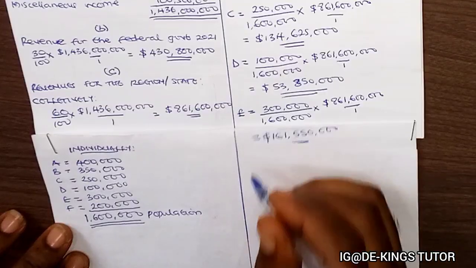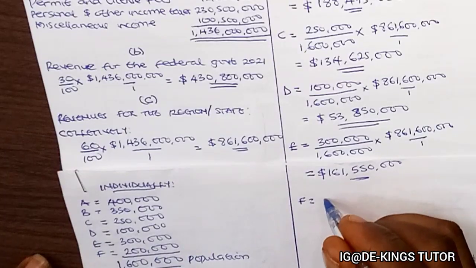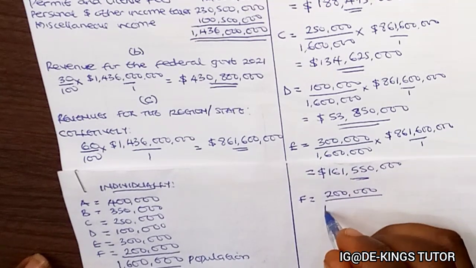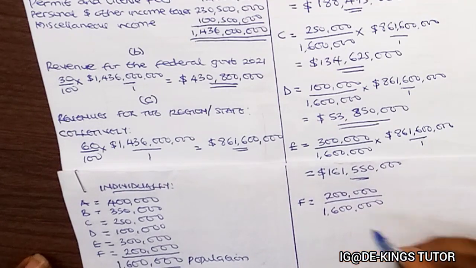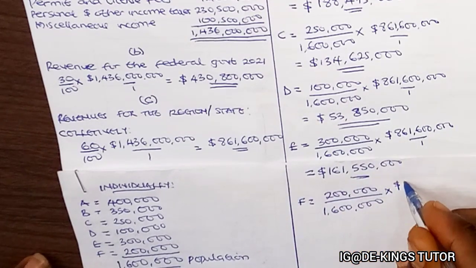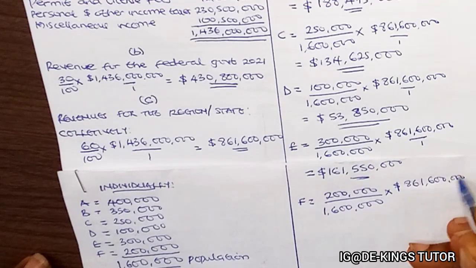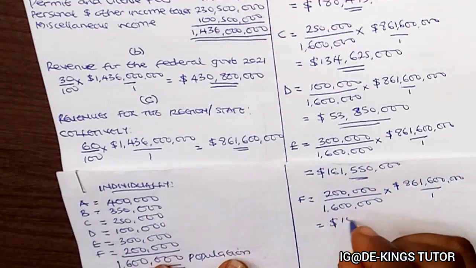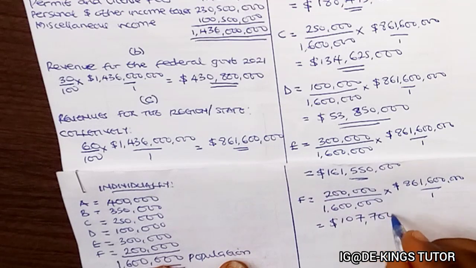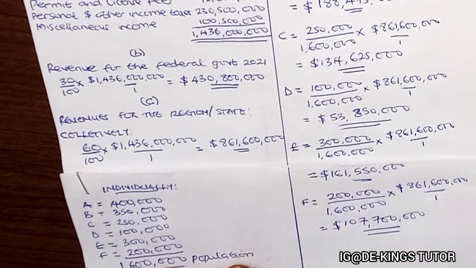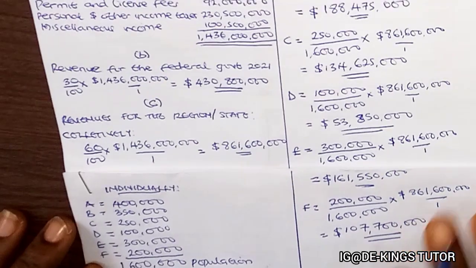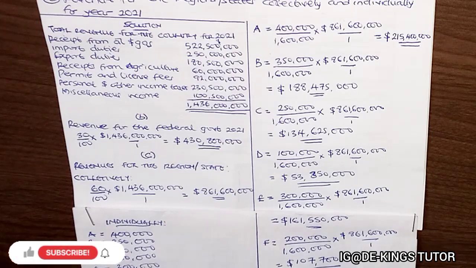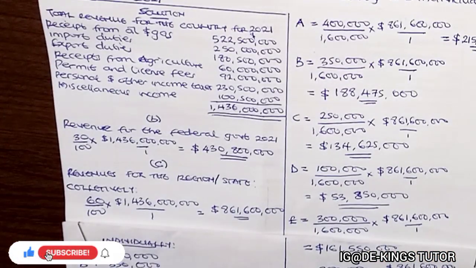Now for F, which is the last, we'll have population as 200,000 divided by 1,600,000 total population times the income of 861,600,000. From my calculator, this will give us 107,700,000. So this is their revenue individually. And collectively we have done it earlier. So that's how to prepare the sixth question of WAEC 2023.